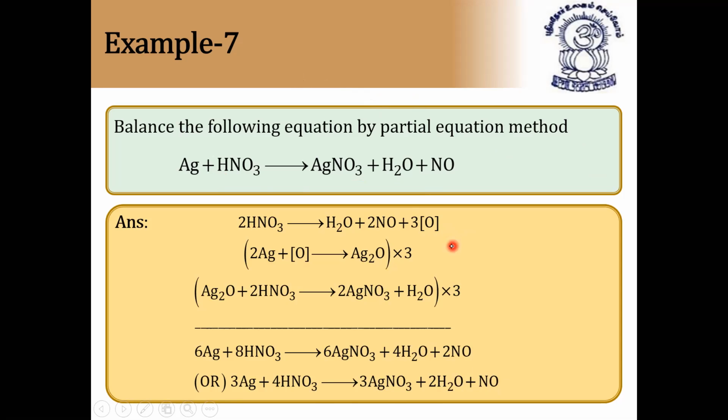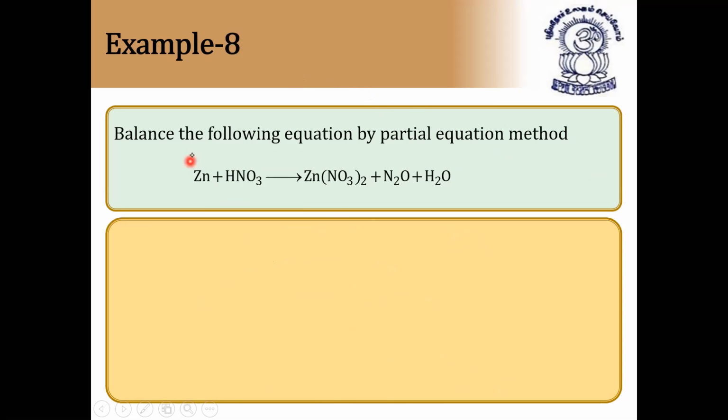So please consider these equations. Next, balance the following equation by the partial equation method. That is, zinc combines with very, very dilute nitric acid and forms nitrous oxide. Nitrous oxide means we can say simply very, very dilute nitric acid.